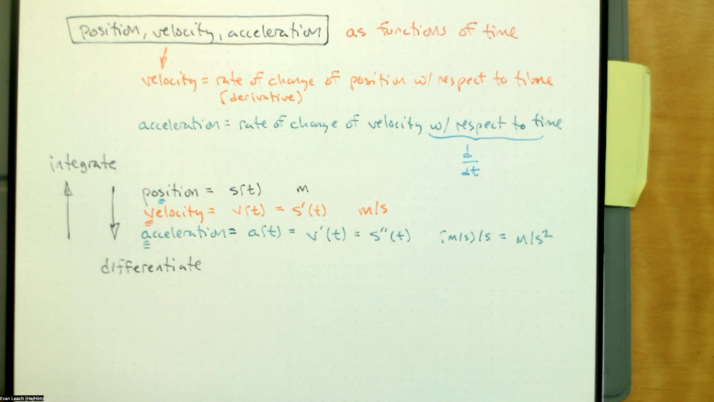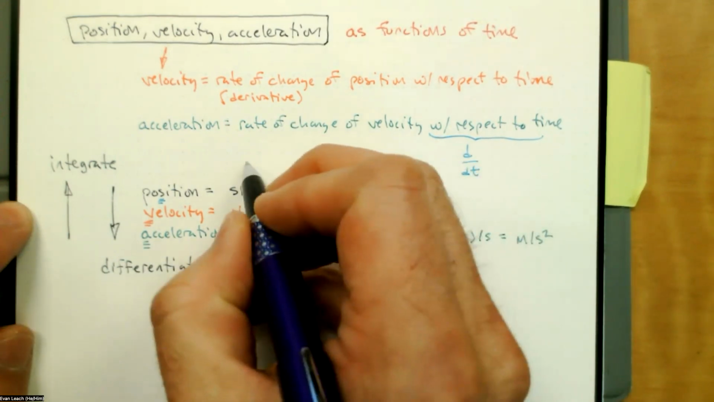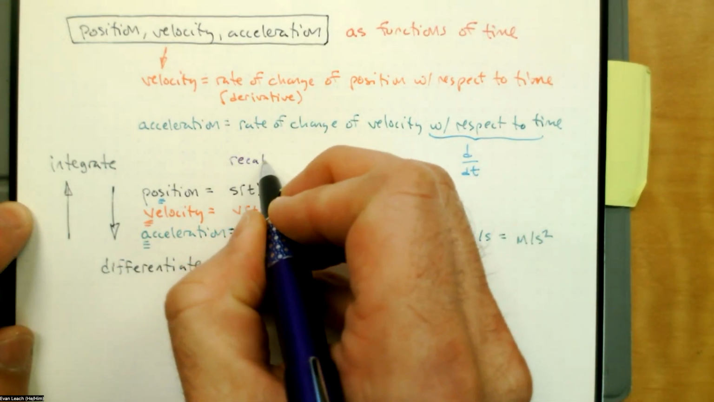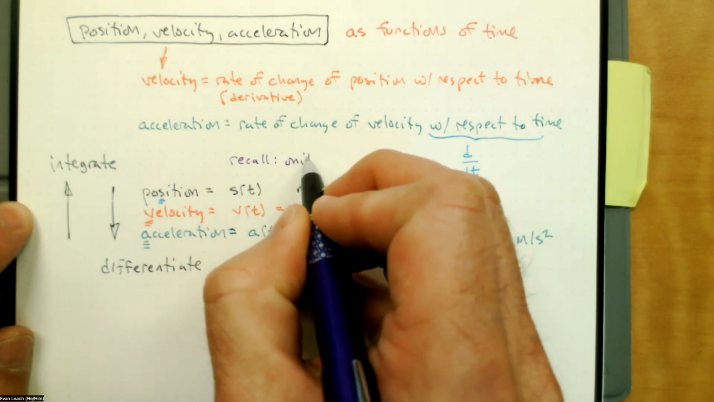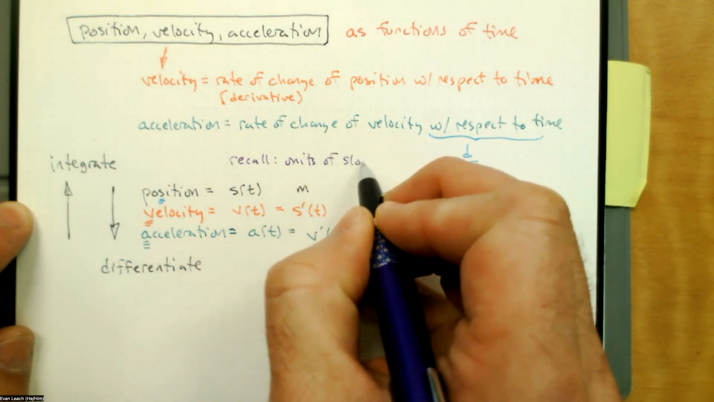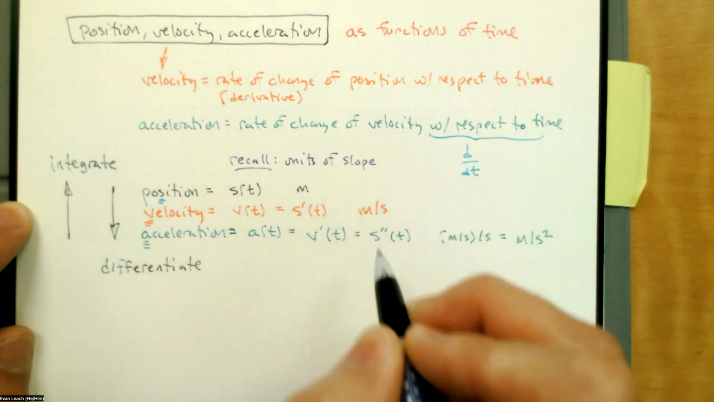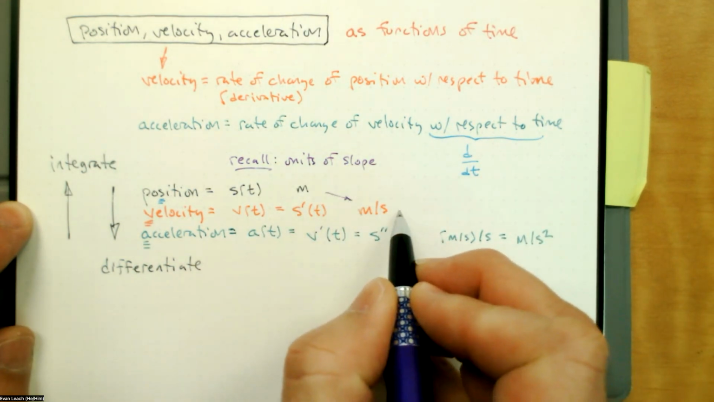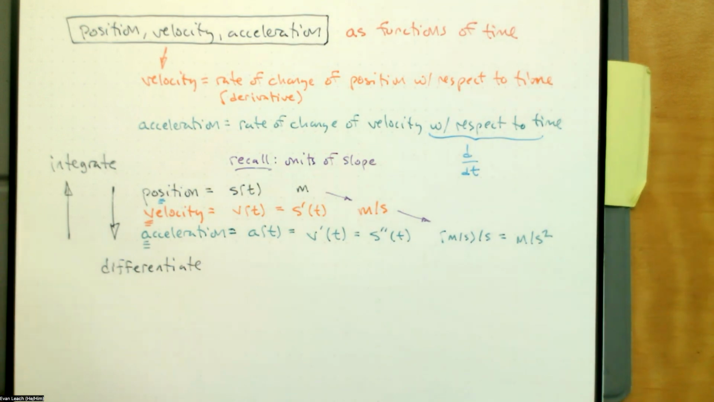Any questions? One of the things that we want to recall here is how we built the units. Recall units of derivative. Remember how we built units of slope. We can see what's going to be happening going backwards, but let's see what it looks like in the calculations.